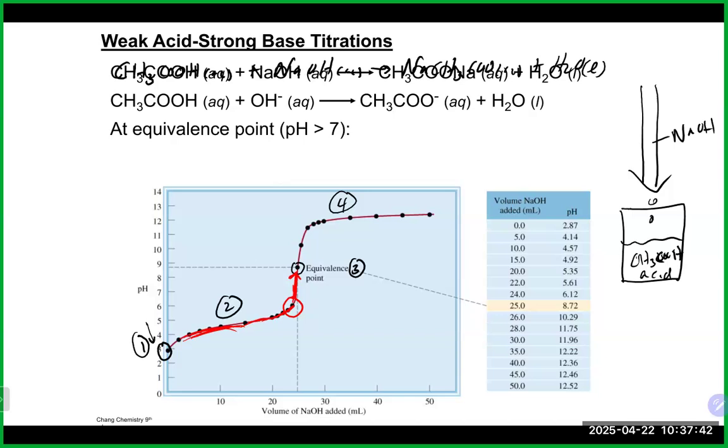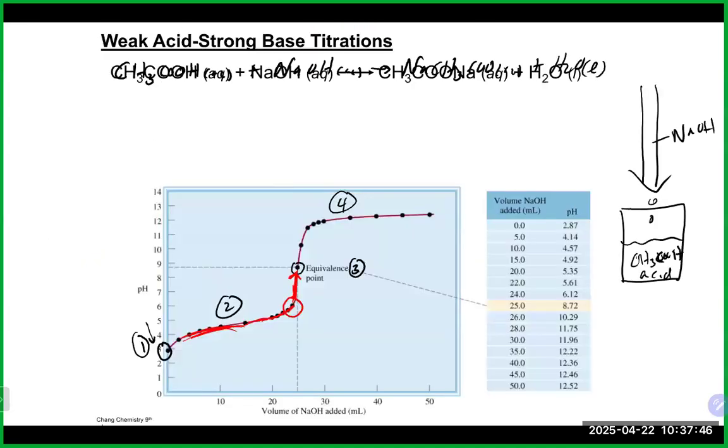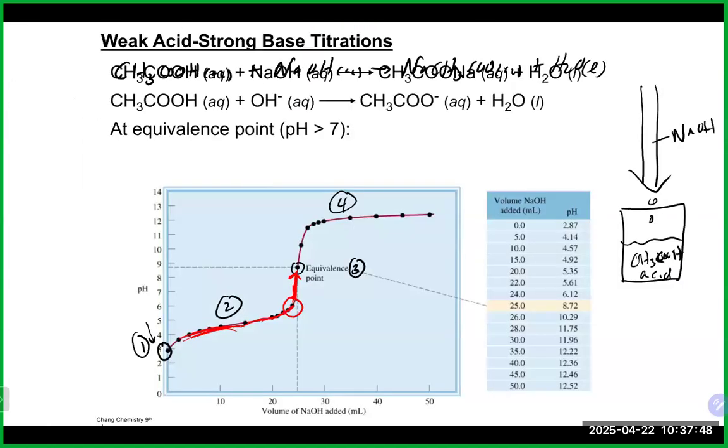Now we're at the equivalence point in this titration, so let's talk about what happens here. Let's say we do get to our equivalence point, and we've got our reaction taking place.